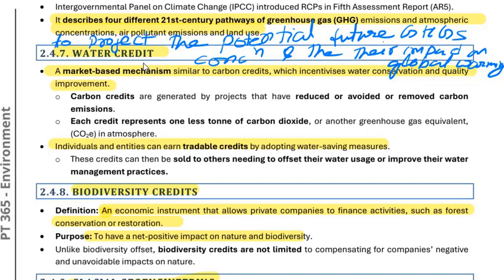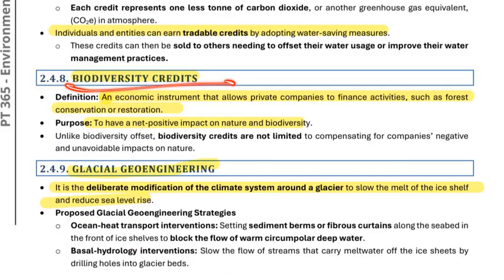In the similar pattern, individuals and entities can earn tradable credit by adopting water saving measures. These credits can be sold to the others needing to offset their water uses or improve their water management practices. This water credit will help to promote the sustainable access to water. Next is biodiversity credit.